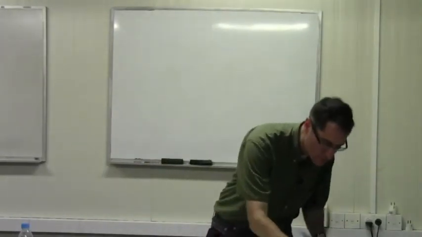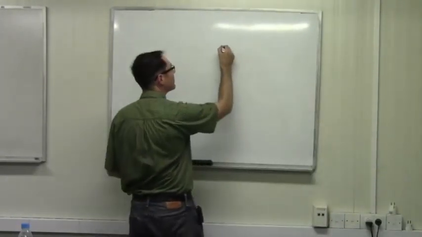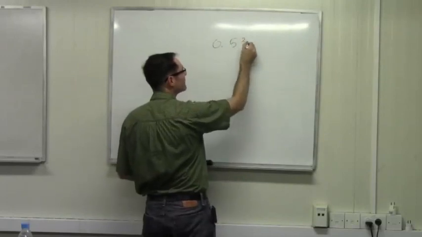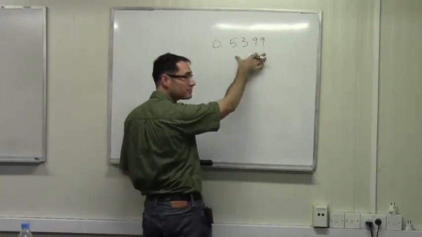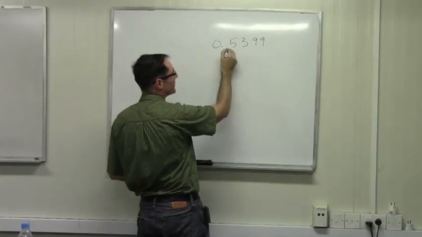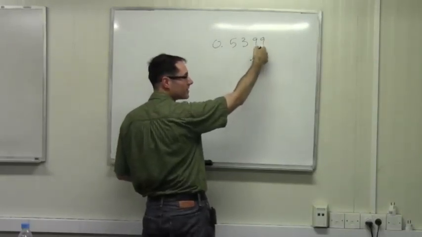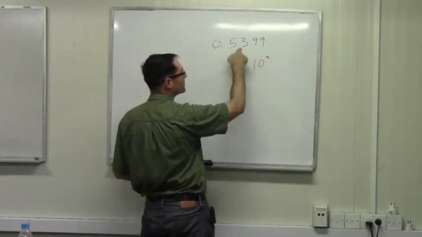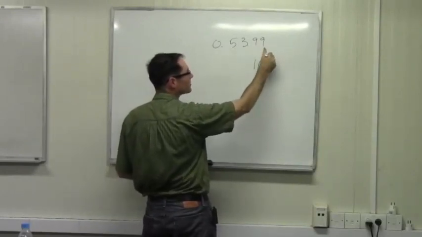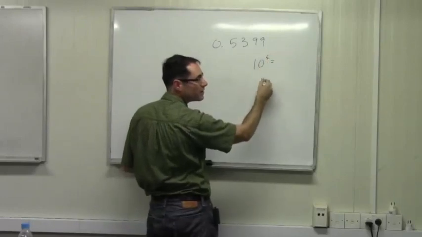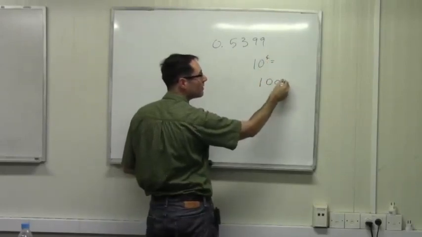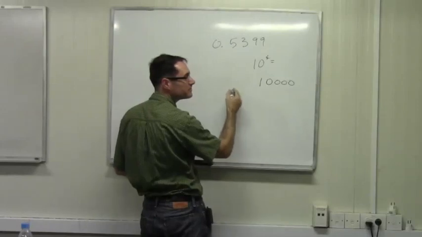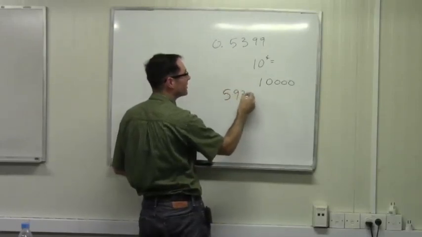Great. Which one was it? 0.5399? Yeah. 0.5399. If it stops like that, it's pretty easy. You just count how many places you have to go from the decimal point and put it over 10 raised to that number. So 1, 2, 3, 4. What's 10 to the 4th? Right, 10,000.